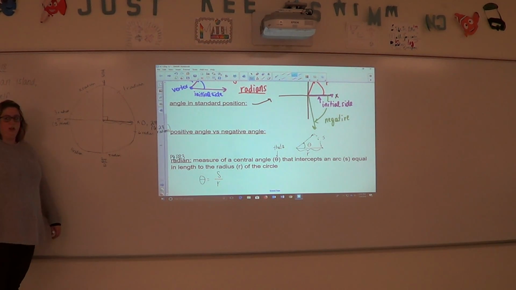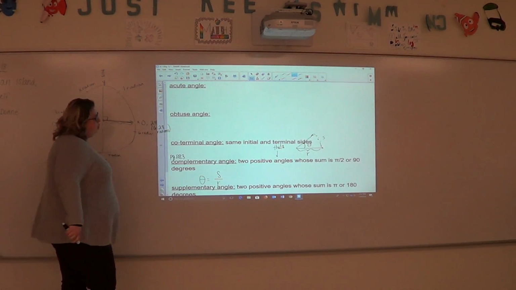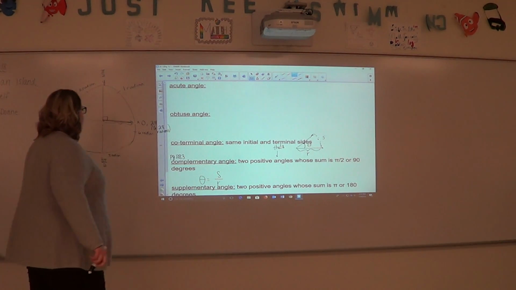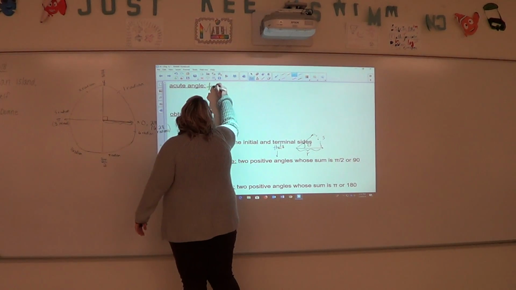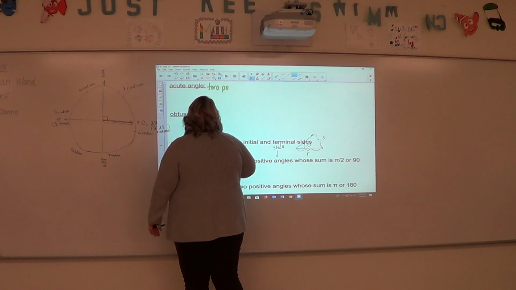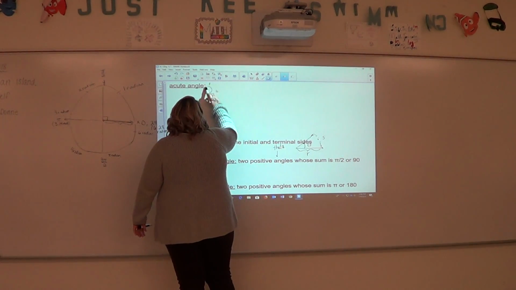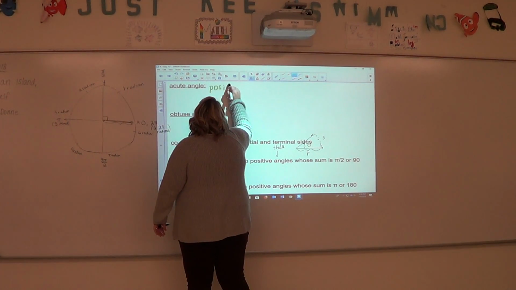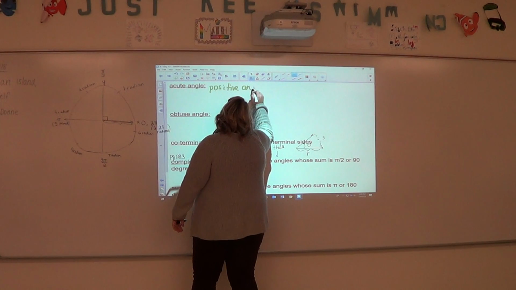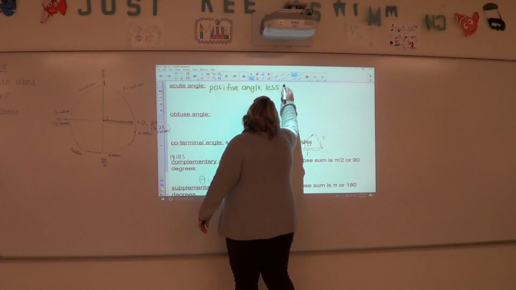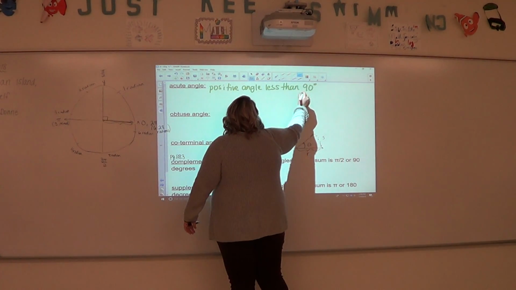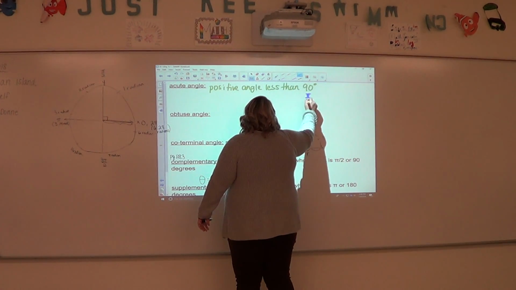Everybody good? Go to the next page. Okay. What's an acute angle? Okay, and they have to be positive angles. So two positive, hang on, that's not right. I'm thinking complementary. You're right. One positive angle less than 90 degrees. Or when we talk about radians, 90 degrees is the same thing as pi over 2.